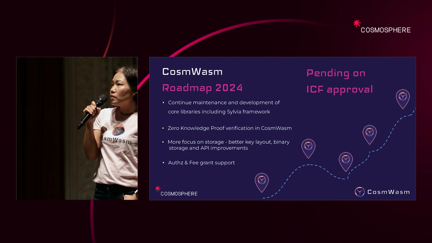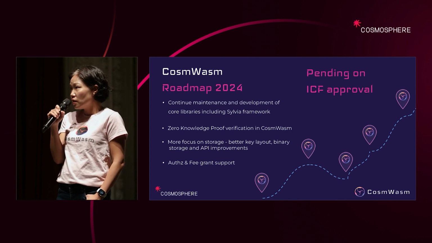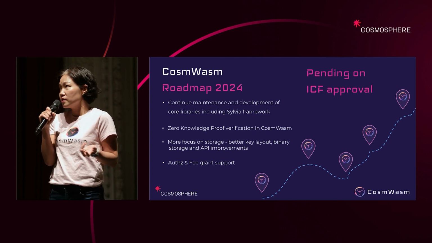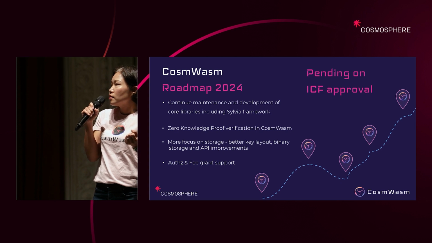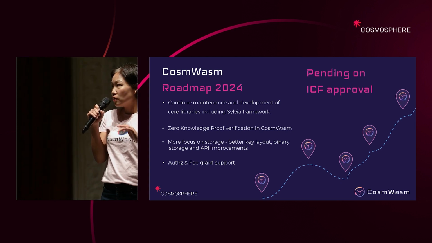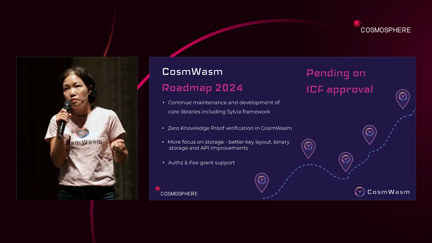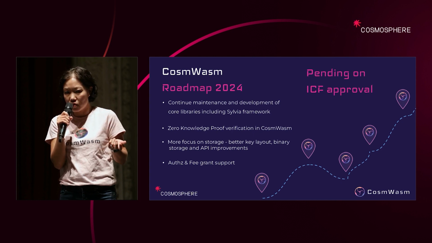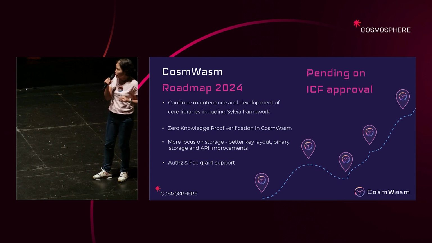And we're gonna put more focus on storage, CW Storage Plus, and we're gonna redesign it with a better key layout, and by keeping stored data as serialized binary instead of using JSON. And this means we can store more information with the same storage limit. And we're gonna improve the API for it.